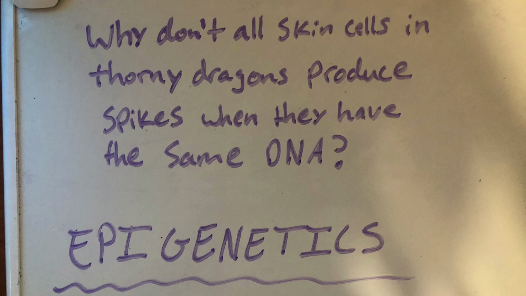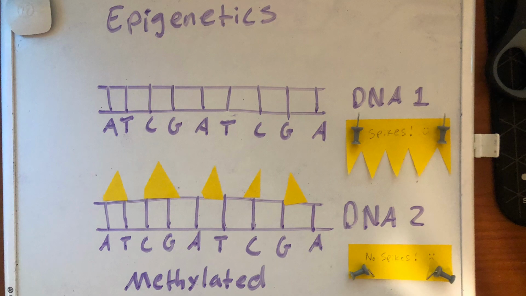So why don't all skin cells in thorny dragons produce spikes when they have the same DNA? So the answer to this is epigenetics, and I will explain more about this. Epigenetics is the heritable changes in gene expression that occur without changing the DNA structure, and it involves the regulation of the gene products themselves.